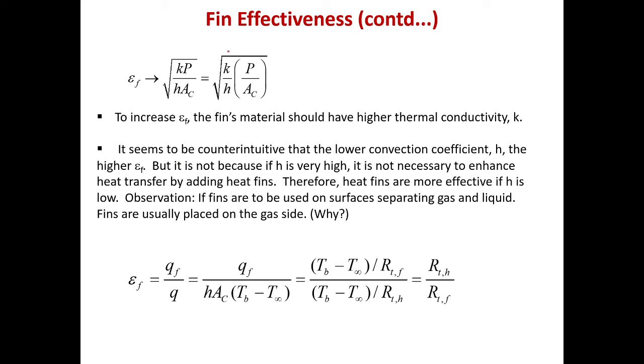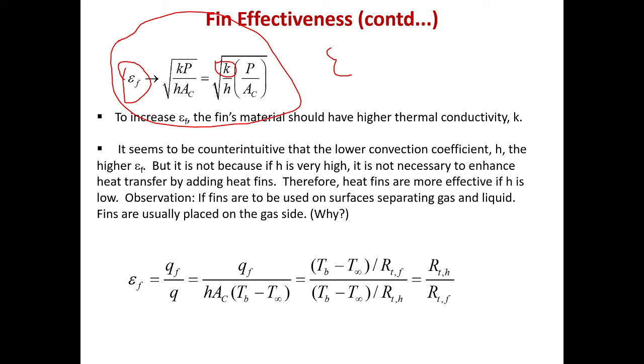Further continuing, we can write root of kP upon hAc, that is k by h times P by Ac. We know that formula, and we have derived that formula. To increase epsilon f, the fin's material should have higher thermal conductivity k. Why is it necessary? Because k is directly related to epsilon f, that means epsilon f is proportional to k raised to the power 1 by 2. That means when we increase k, the value of fin effectiveness will also increase. So to increase effectiveness, the fin's material should have higher thermal conductivity k.